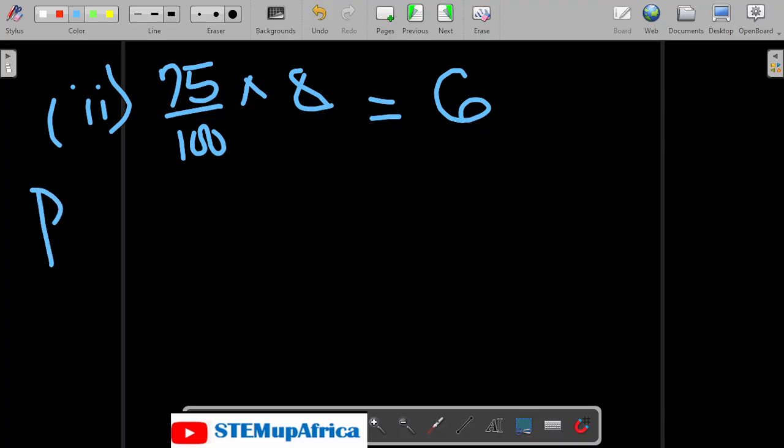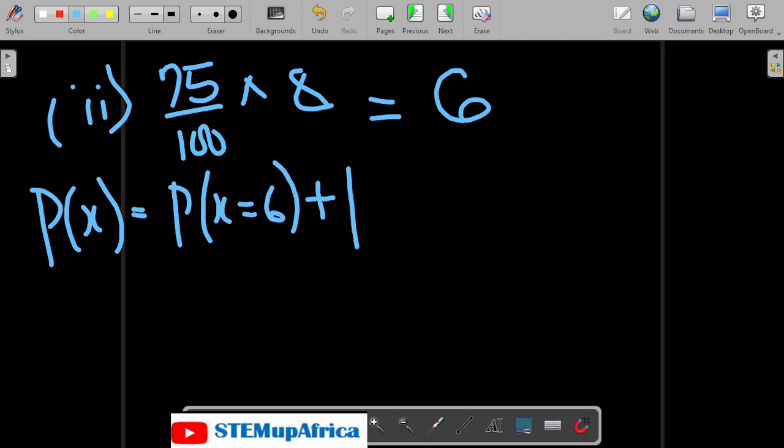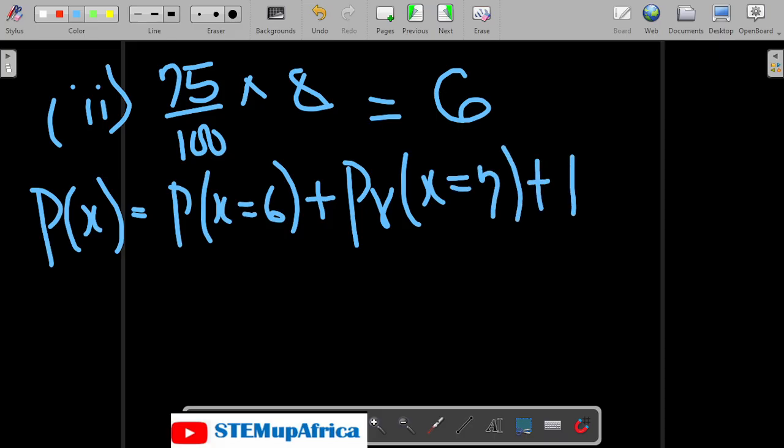Meaning we are having P of X is equal to Prob X equals 6 plus Prob X equals 7 plus Prob X equals 8. That is at least 6. So if you have 5 naira, and somebody says give me at least 3 naira, meaning the minimum amount you can give that person is 3 naira. That means you can give 3 naira, 4 naira, or the entire 5 naira. So we have 8 bags, and 75% of the 8 bags is 6. And when I say at least 6, meaning it can be 6, 7, or 8.